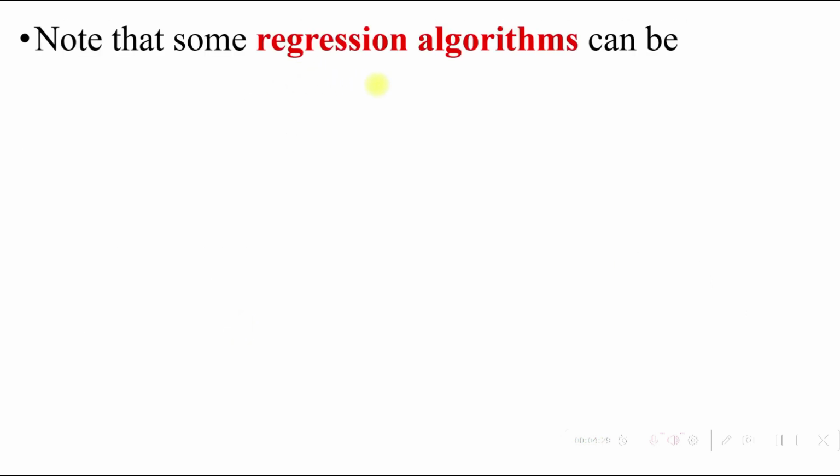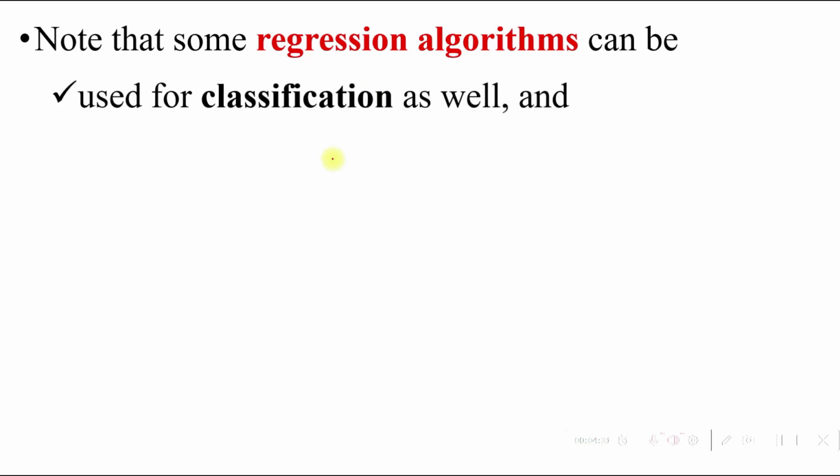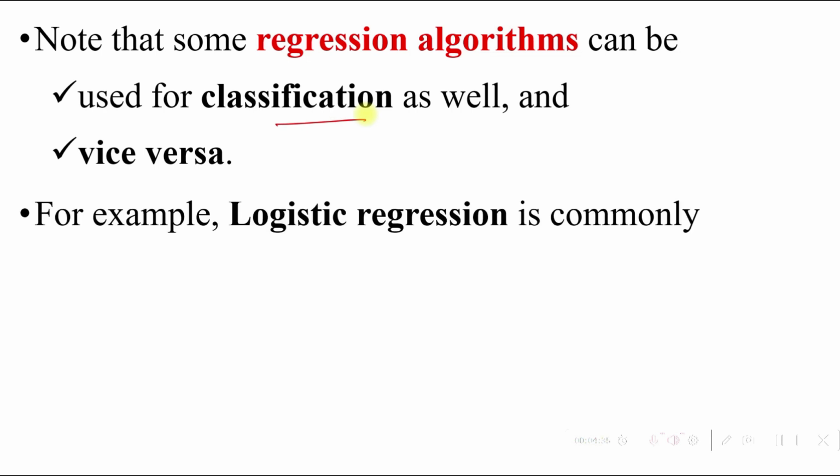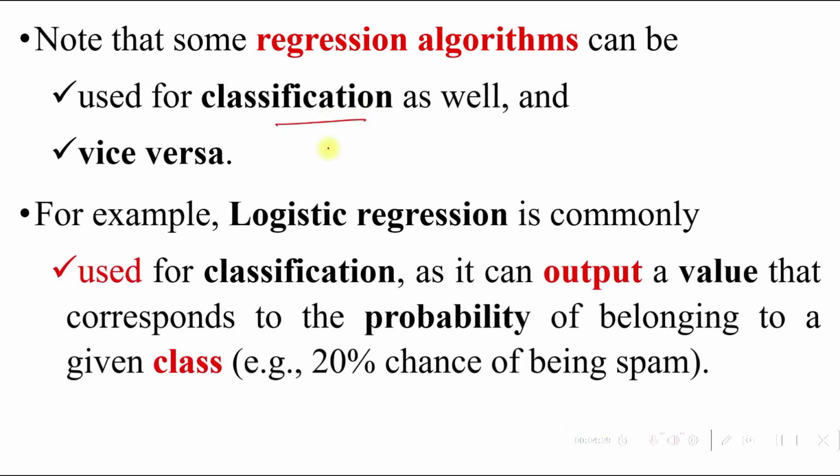Some of the regression algorithms can be used for classification as well, and vice versa. For example, logistic regression is commonly used for classification, as it can output a value that corresponds to the probability of belonging to a given class.